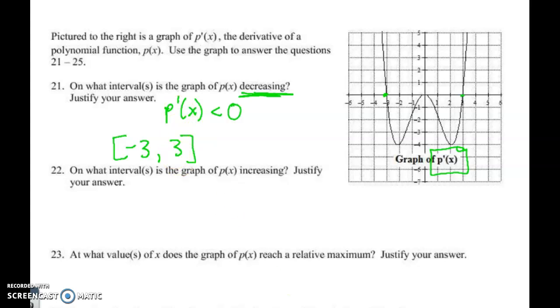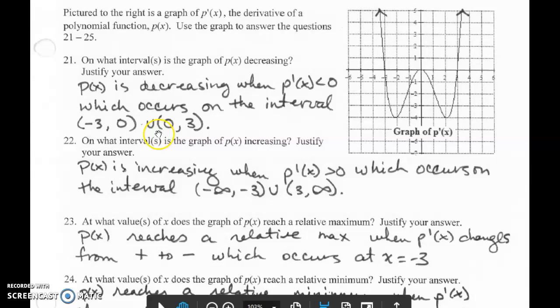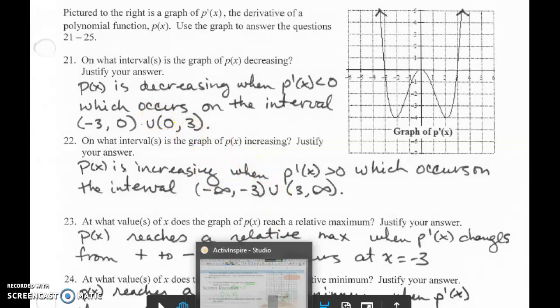Now I'm going to show you the answer key real quick, because sometimes, when they want an open interval, they want you to exclude x equals 0. I just don't like that, because if it's decreasing to the left and it's decreasing to the right, you can just say it's decreasing throughout. That's why I've changed my way and I go ahead and use brackets. I already forgot where I had it.